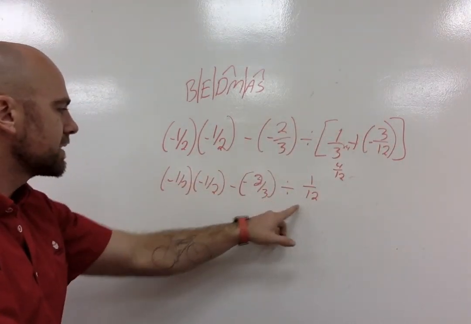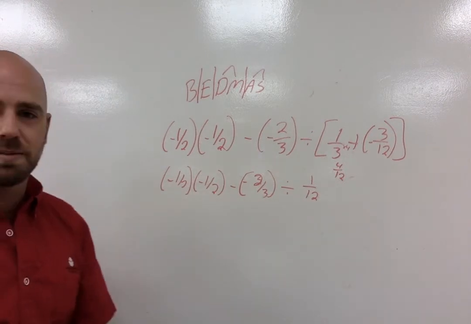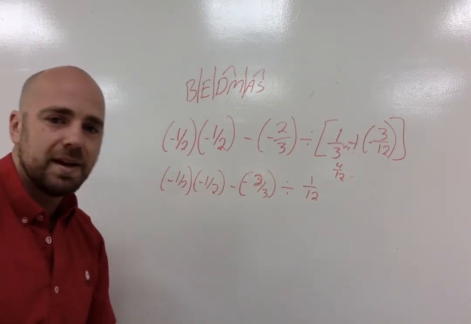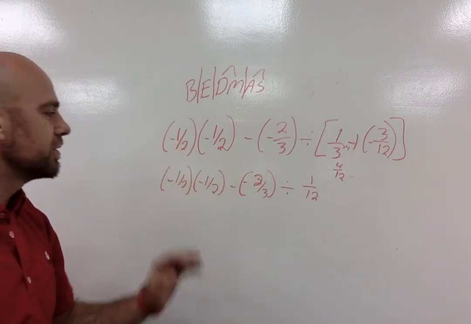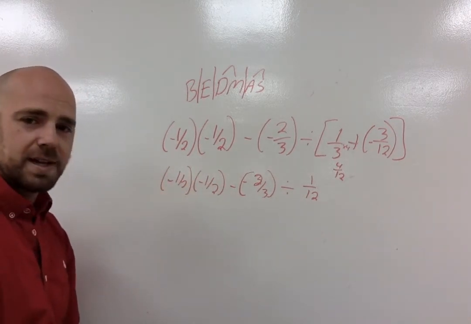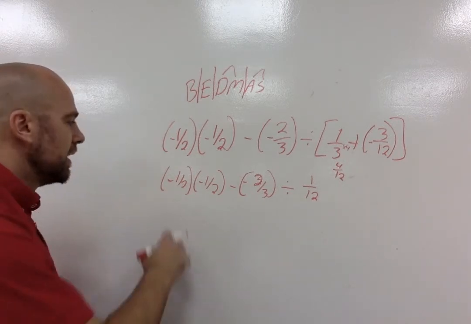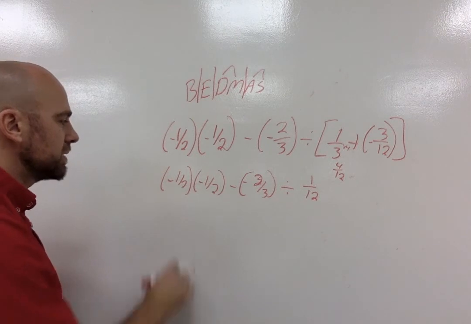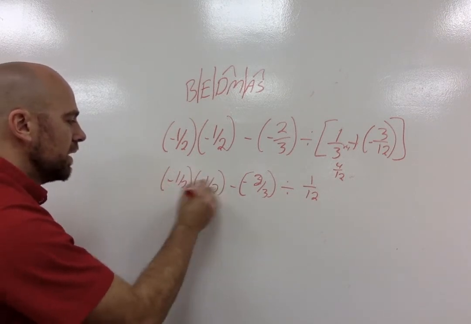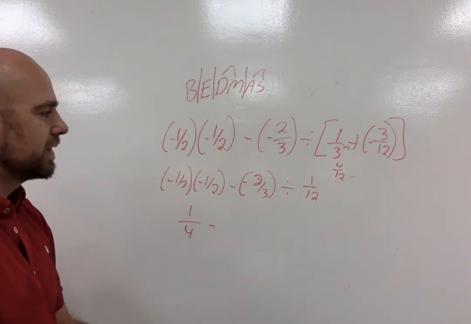Okay. My next step is I'm going to be able to do this one and this one at the same time. I can do it in the same line technically because they're not going to affect each other. So I have negative 1/2 times negative 1/2. Because it's bracket beside bracket, that means multiplication. So negative times a negative is going to be positive. 1 times 1 is 1. 2 times 2 is 4, minus, now I'm going to divide this one.